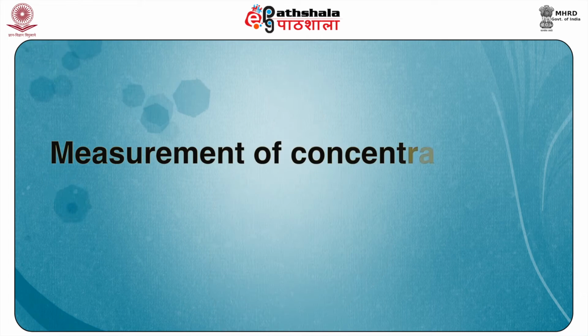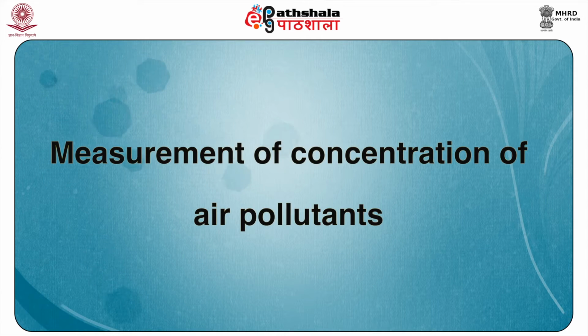But some pollutants are not emitted directly. They appear when primary pollutants react or interact with each other, and that's why they are known as secondary pollutants. Some examples of air pollutants are carbon monoxide and sulfur dioxide that are released from vehicles or factories. The first thing you will ask me about is the measurement of concentration of these air pollutants.